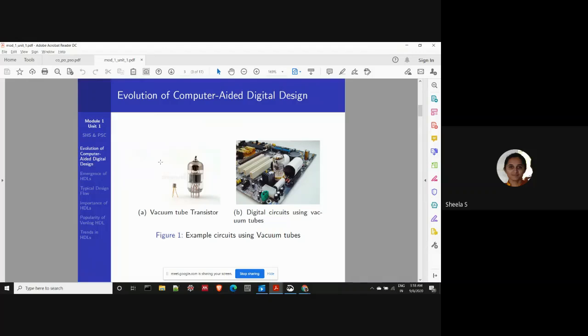So for that, we the designers need some CAD tool or some help which will do the work automatically without the assistance of a designer. So that was the requirement for the development of the CAD tool.